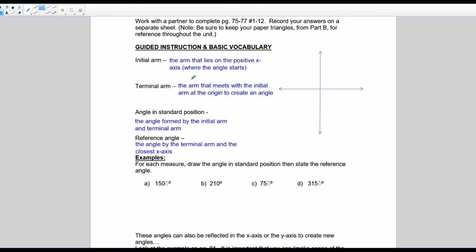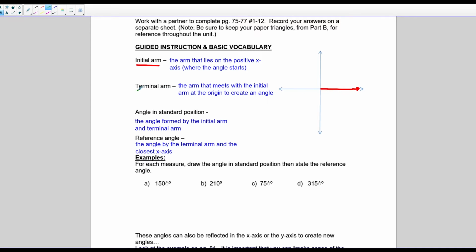To start us off here, we're going to look at some basic vocabulary to help us get going. First off, we have what we call an initial arm. So let's go ahead and draw the initial arm here in, let's say, red. And this is going to be the arm that lies on the positive x-axis, which is going to be where our angle is going to start. So here is my initial arm. And the initial arm is really just a ray. Remember that a ray is where we have one fixed endpoint, and we're really just extending infinitely in one direction.